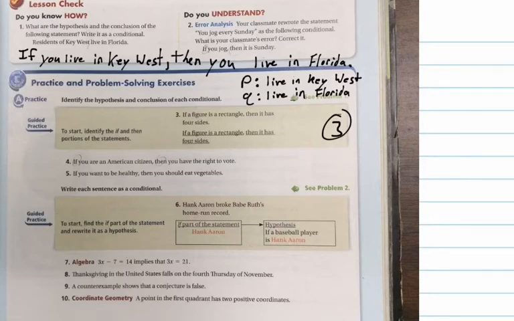Number 3, if a figure is a rectangle, then it has 4 sides. We're just identifying the P and Q, the hypothesis and the conclusion. So again, don't overthink this too much. What is the hypothesis here? Somebody raise your hand and tell me. A figure is a rectangle. The conclusion then? Anybody? It has 4 sides. Feel free to abbreviate when you can.